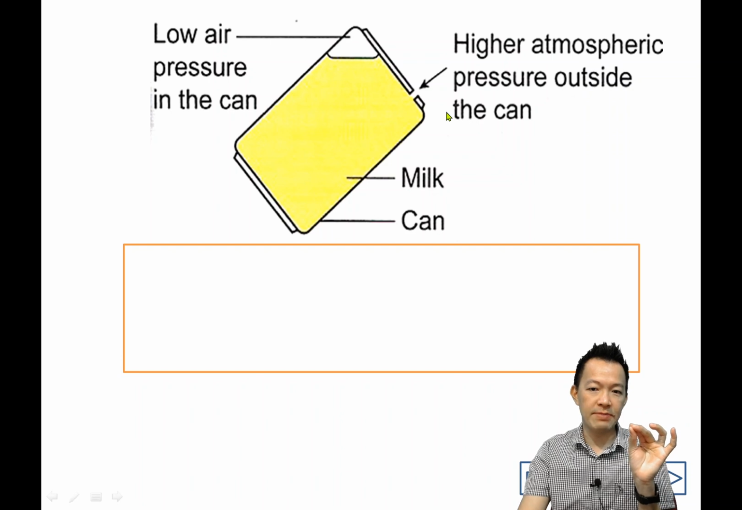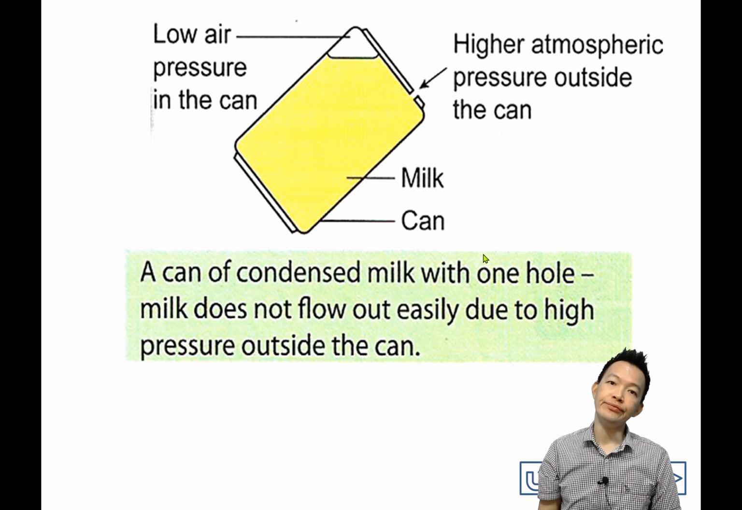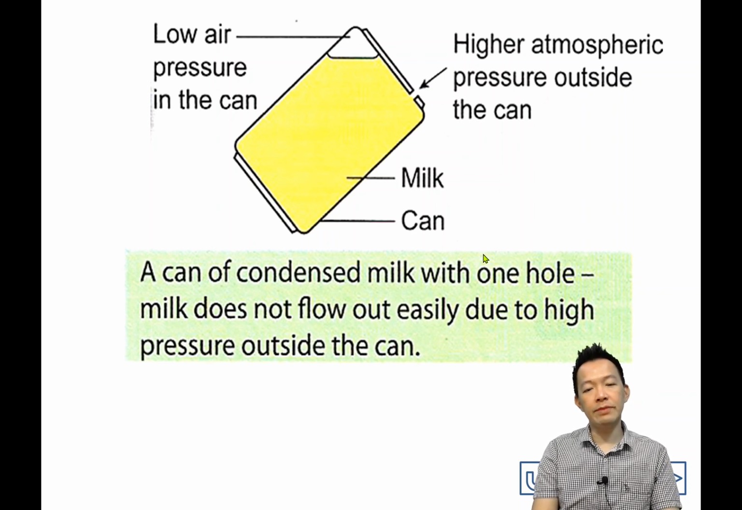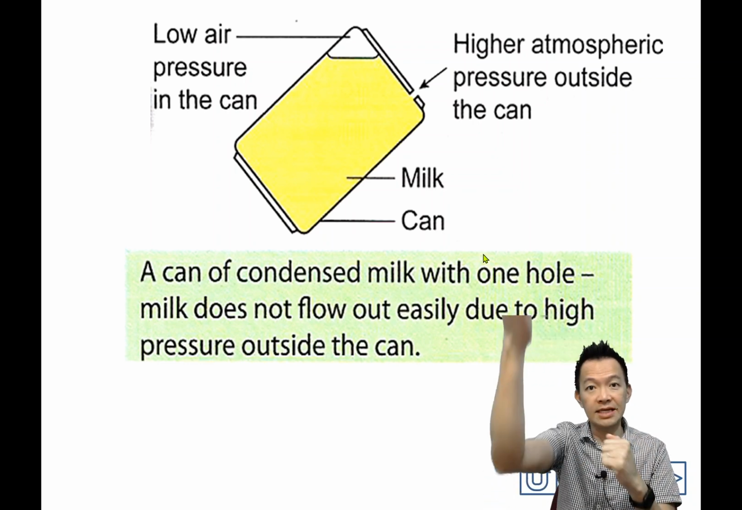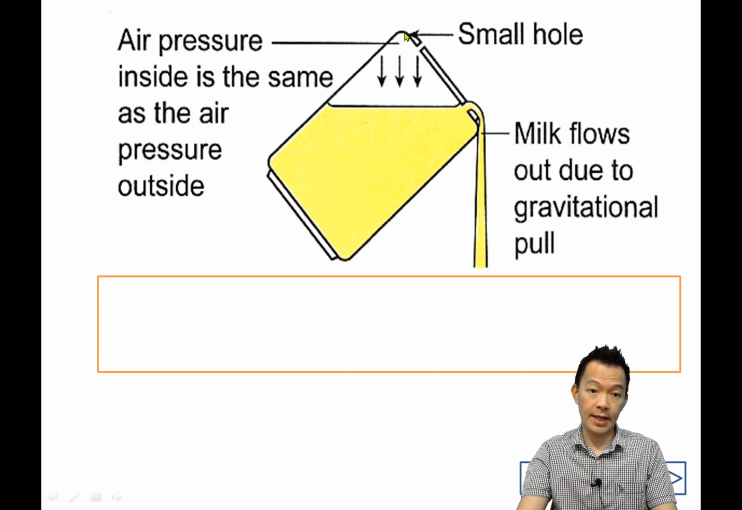So this is a condensed milk with 1 hole，只有一个洞的 condensed milk，它流得不好。So a can of condensed milk with 1 hole。Milk does not flow up easily due to the high pressure outside the can. 里面没有空气，外面的空气多，压力高，流不出。Okay，流不出。So how to make it easier, flow up easier? Make another hole, but not beside, opposite，钉在对面，不是钉在旁边。Okay, so make another small hole opposite the first hole.